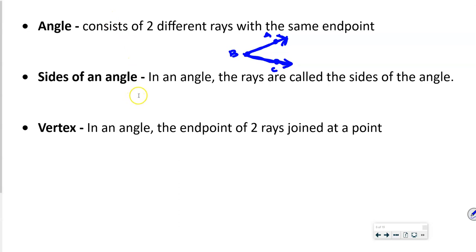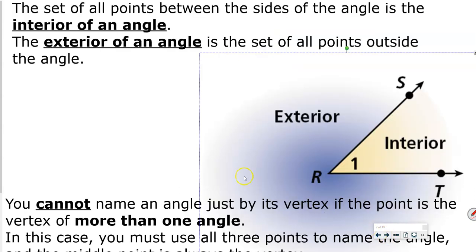The sides of an angle, the rays, are called the sides of an angle. And then the vertex in an angle is the endpoint. So here our vertex would be this B right here. Okay, so it's where the two sides of the angle come together. The set of all points between the sides of the angle is the interior of the angle. So obviously here the interior is yellow.